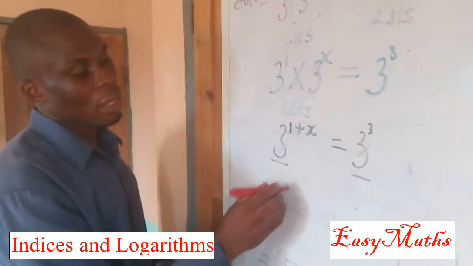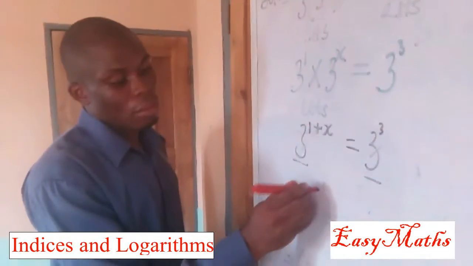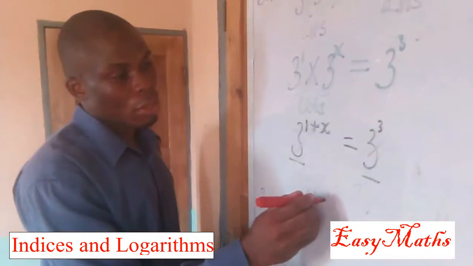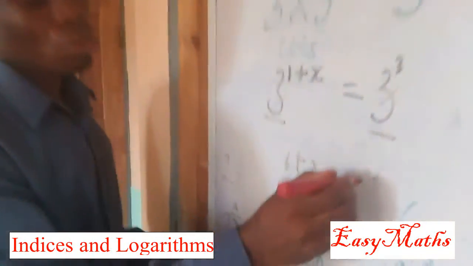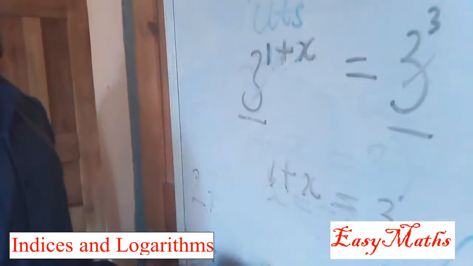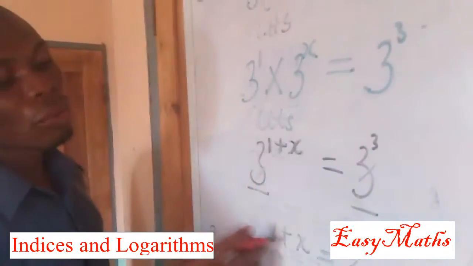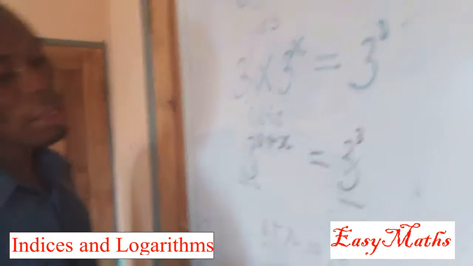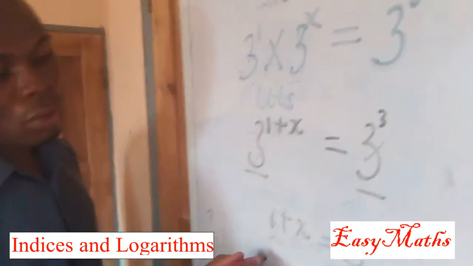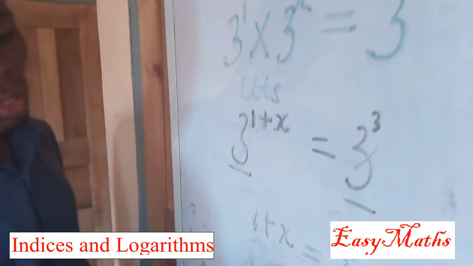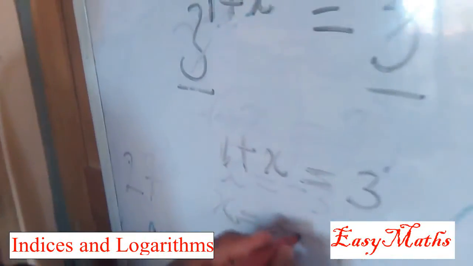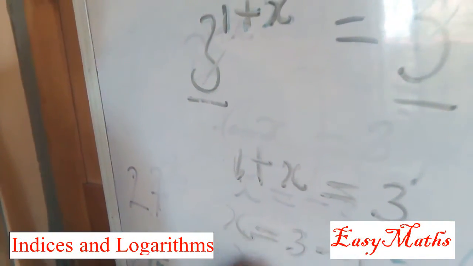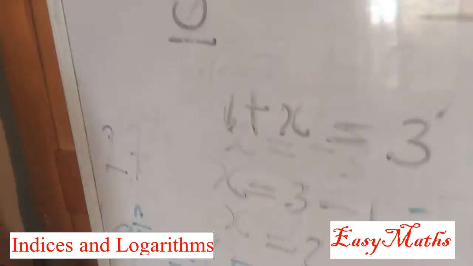So you have 1 plus x is equal to 3. So 1 plus x equals 3, and you are looking for x. You transfer the 1 to the right. So when you transfer the 1 to the right, you have x is equal to 3 minus 1. x is equal to 3 minus 1. x is equal to 2.